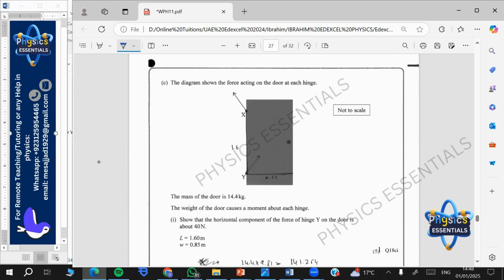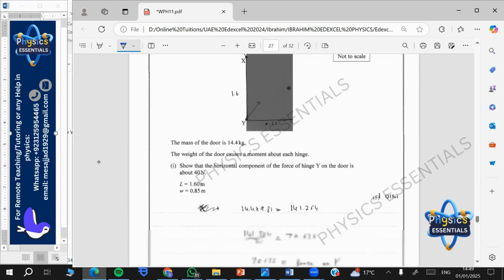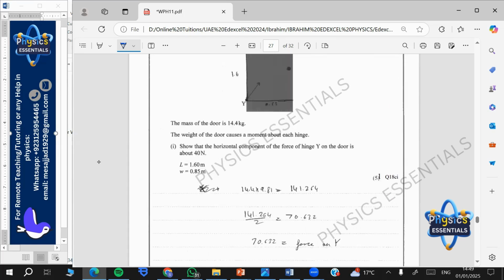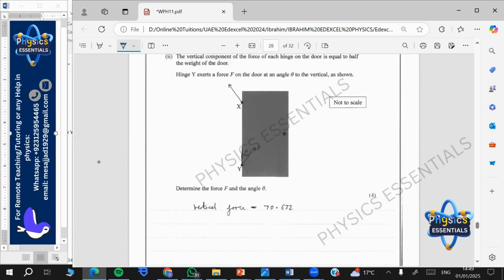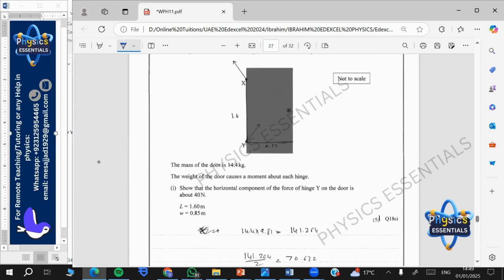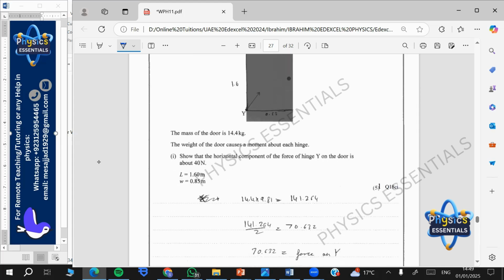The diagram shows the forces acting on the door at each hinge. The mass of the door is 14.4 kg. The weight of the door causes a moment about each hinge. Show that the horizontal component of the force of the hinge Y on the door is about 40 newtons. So he did this question wrong, and you have to do this question right according to the calculations. And how would you be able to do that? I'm leaving this question for your practice because I'm running out of time.